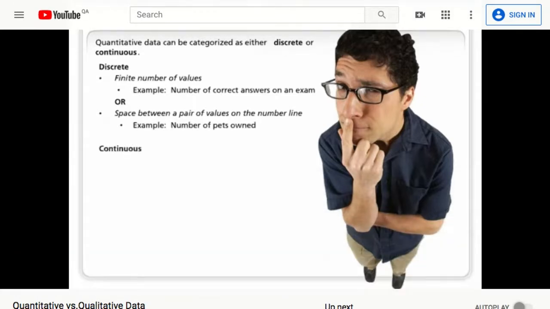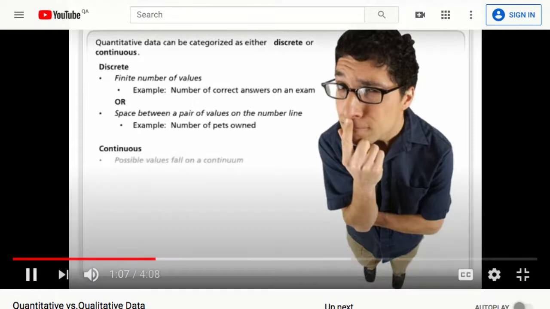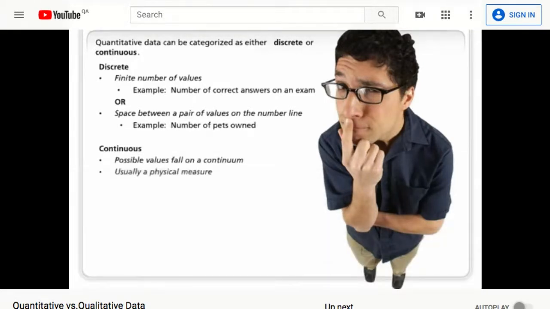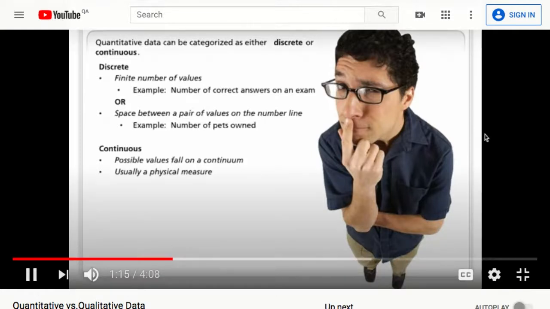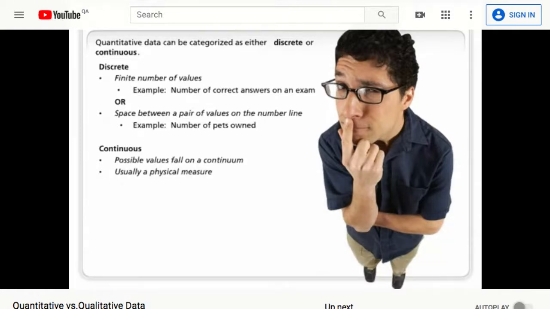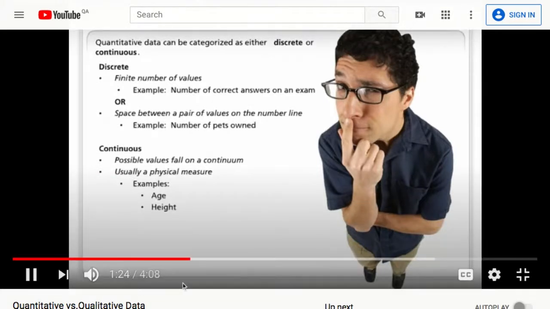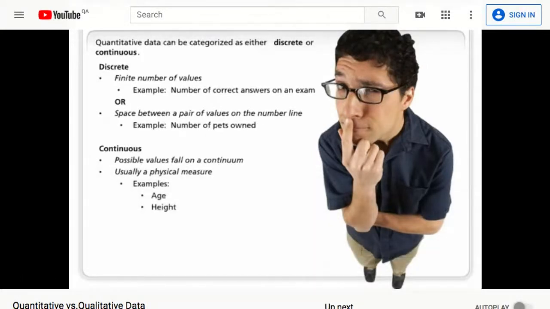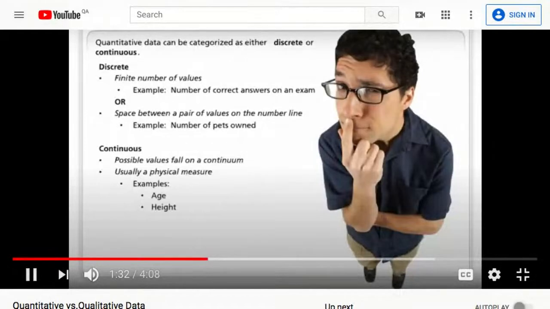Continuous data is that where the possible values fall on a continuum. Usually, continuous data is some sort of physical measure. The number of possibilities depends upon the accuracy of our measuring device. Age and height are both examples of continuous data. One general way to tell if data is continuous is to ask yourself if it is possible for the data to take on values that are fractions or decimals. If your answer is yes, this is usually continuous data.